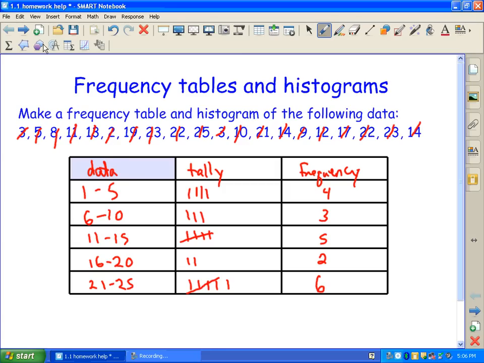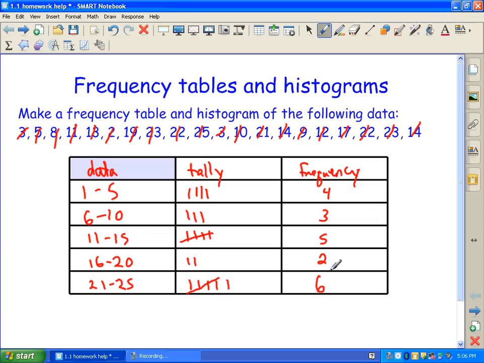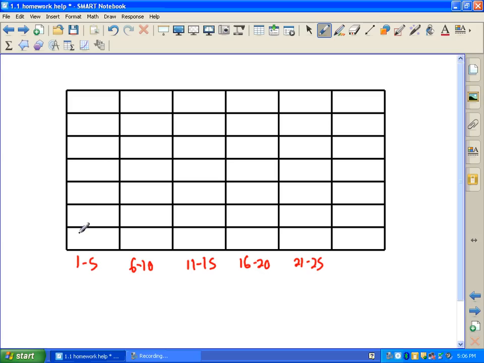So on the bottom of my histogram, instead of having categories, what I have down here are my intervals. So this would be 1 to 5. This would be 6 to 10, 11 to 15, 16 through 20, and 21 to 25. Up the side, what I'm graphing on there is the frequencies. So I have to find my biggest frequency, which is 6. And on my graph, I have to make sure I have enough room to get up to 6. So if I just count by ones here, that gives me plenty of room to get up to 6.